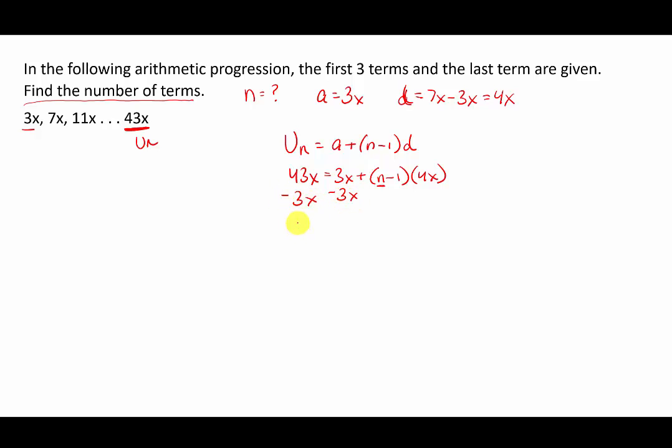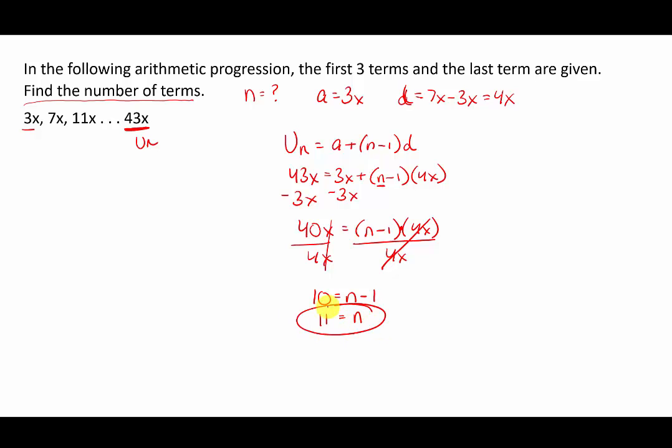by subtraction. And when I do that, that's going to give me 40x is equal to n minus 1 times 4x. And because this is multiplication here, instead of distributing that 4x, which does work, that's a valid method, I'm actually going to divide by the 4x. And so 40x divided by 4x, notice the x's will cancel, and I'm going to get 10 is equal to n minus 1. I can add my 1 to both sides, and I get n equals 11. It took me 11 terms to get to 43x. Okay? All right, go back and review what you need to, and I will see you in class.